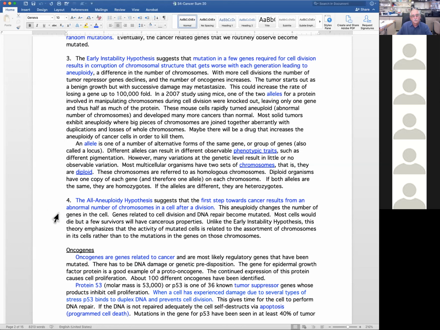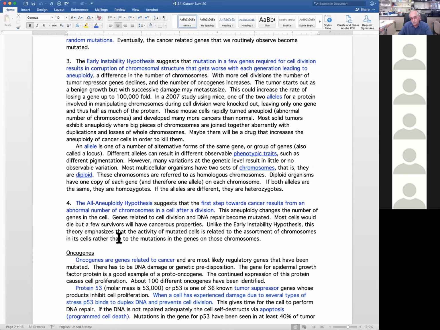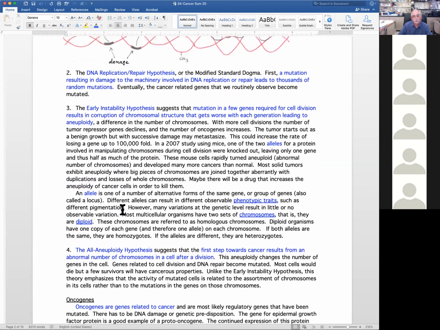And so the aneuploidy hypothesis suggests that the first step towards cancer results from an abnormal number of chromosomes in a cell after cell division. So in this hypothesis, they're saying that happened by accident and it created a property that was passed down to further cells that are metastatic, I should say, cancerous.